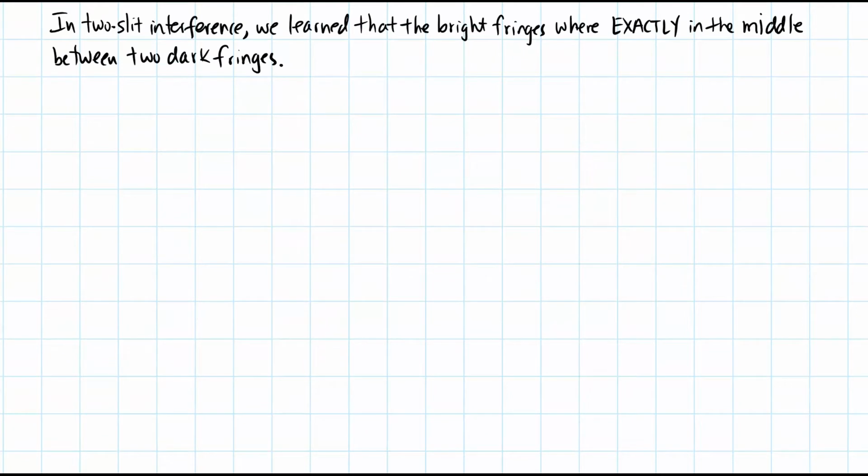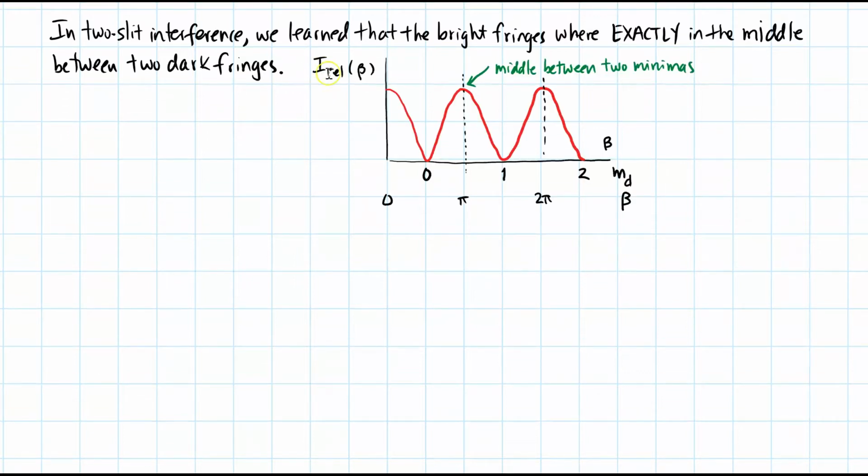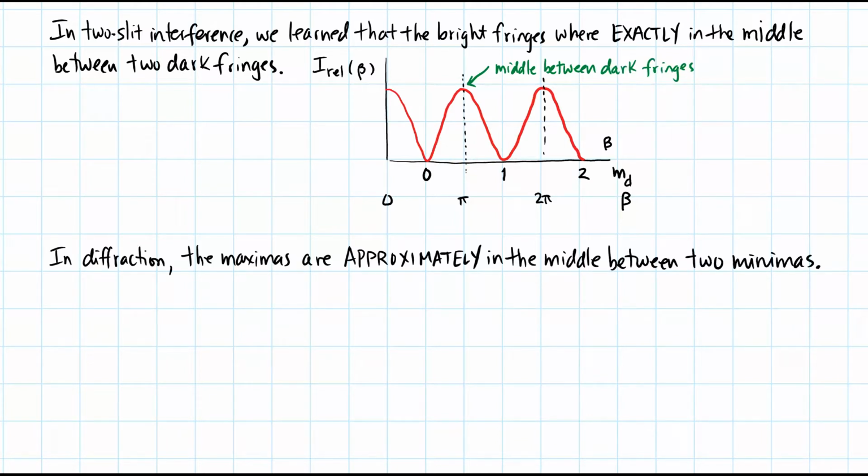In two-slit interference, we learned that the bright fringes were exactly in the middle between two dark fringes. Picture-wise, I plot I relative as a function of beta, and if I look at md, I have 0, 1, 2 for the minimas, and then the beta factor would be 0, pi, 2 pi, etc. But this bright fringe here is smack in the middle of these two dark fringes. In diffraction, the maximas are approximately in the middle between two minimas.